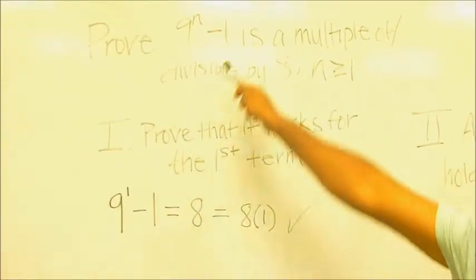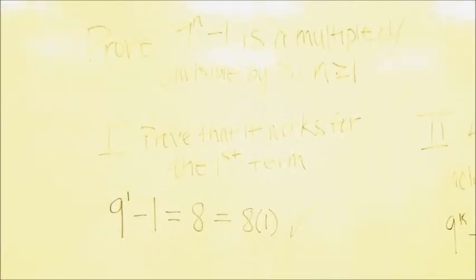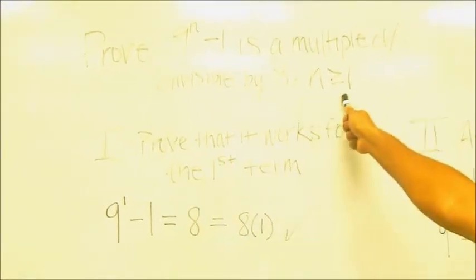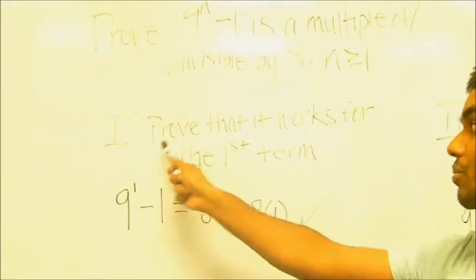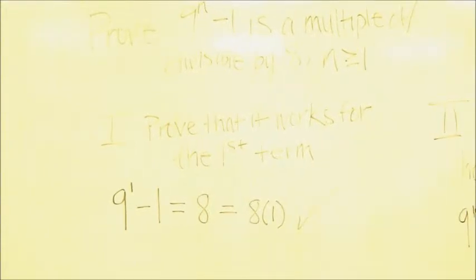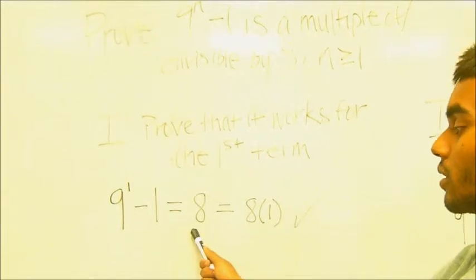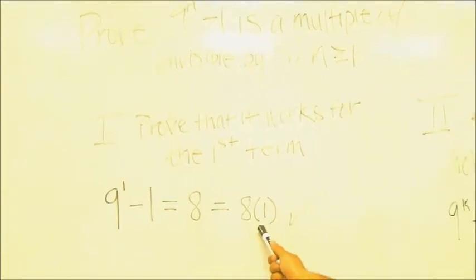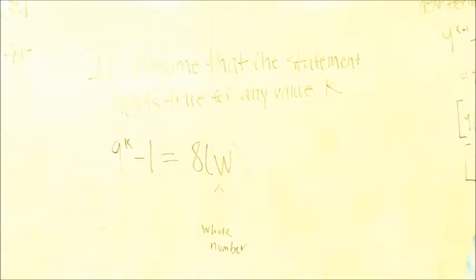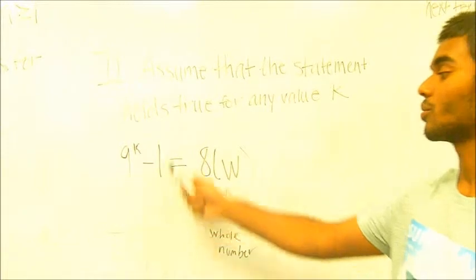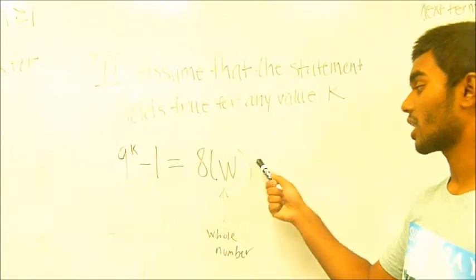Alright, here's a practice problem we have. 9 to the nth minus 1 is a multiple of, or is divisible by, 8, assuming that n is bigger than 1, or any counting number. So here we have the first step, where we prove that it works for the first term. We plug in 1 for the n, so it becomes 9 to the 1 minus 1, which is equal to 8, which is definitely a multiple of 8. So we got it. Alright, so here's step 2, where we assume that the statement holds true for any value of k. So here we plug in k for the n, so it would be 9 to the k minus 1 equals 8 times w.